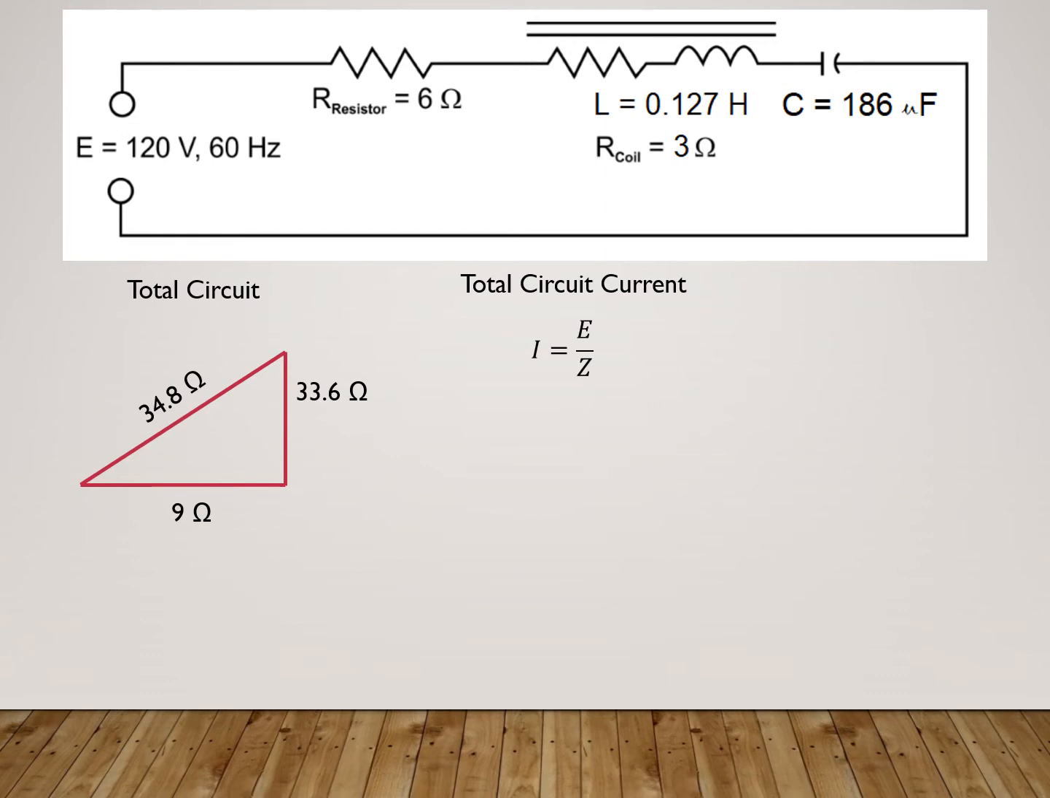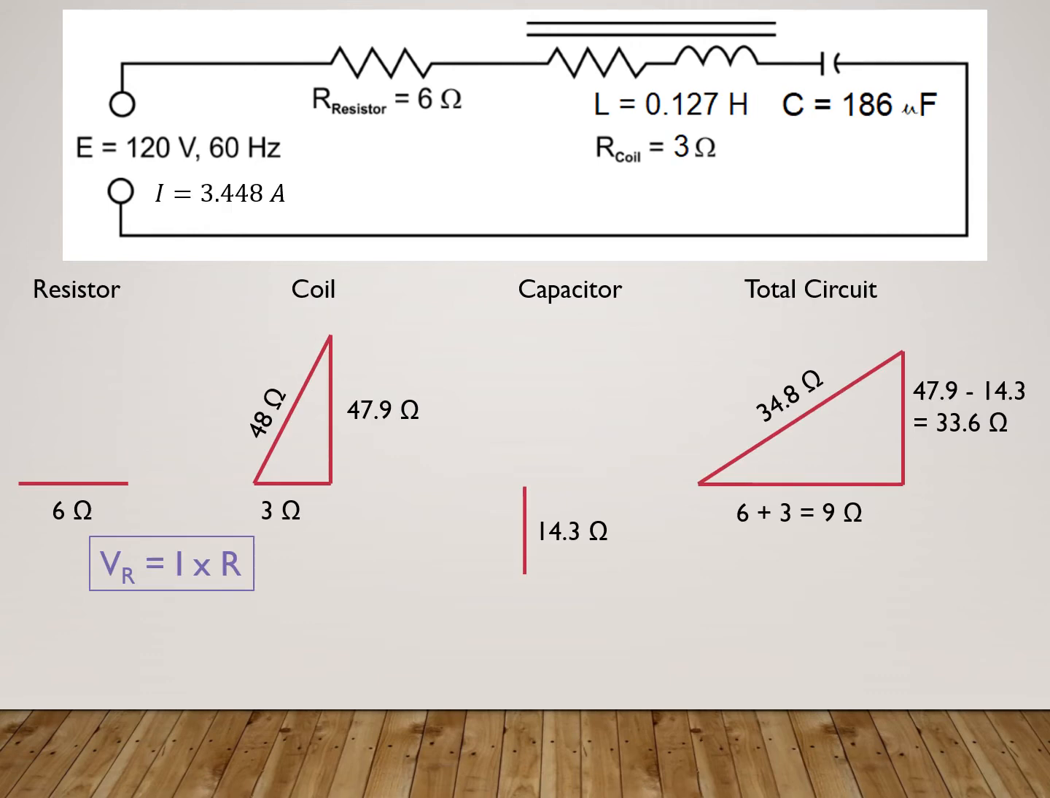Now that I have my impedance triangle done for my total circuit, my next step is going to be to calculate my current. I'm going to take my source voltage of 120 volts and divide it by my total impedance for my entire circuit of 34.8 ohms. Using Ohm's law, I get a value of 3.448 amps. Remember, since this is series, that amperage goes through everything, so that amperage is going to apply for the rest of the formulas that we're going to use.